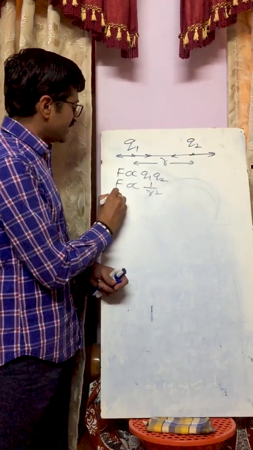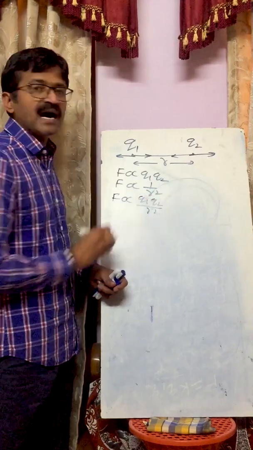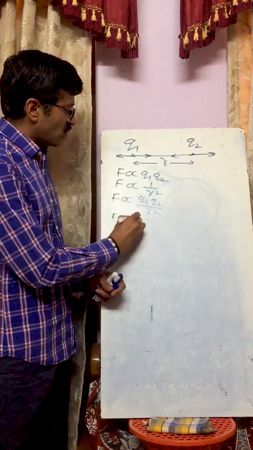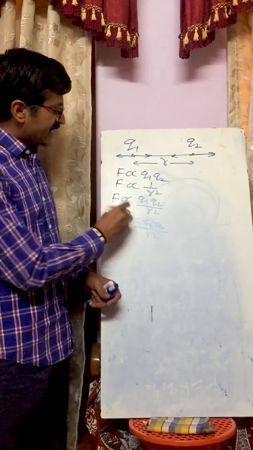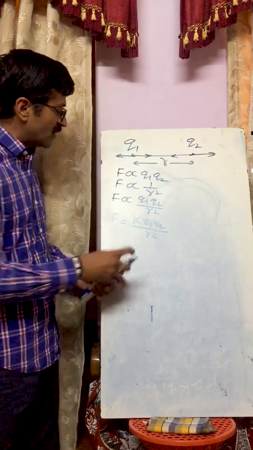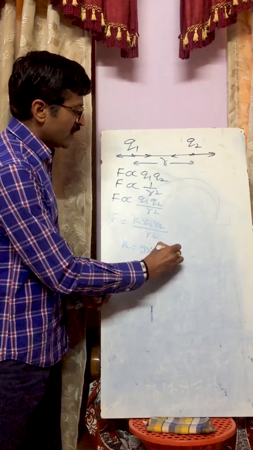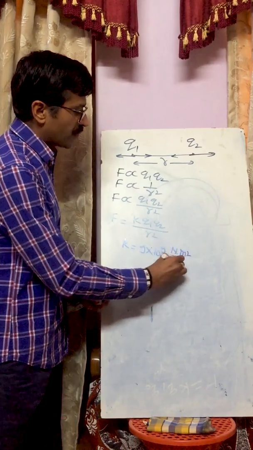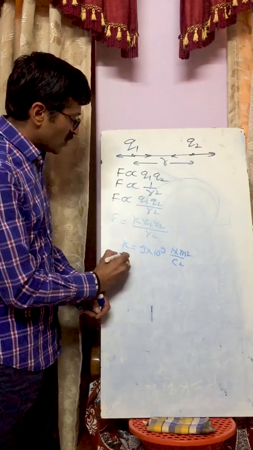When we combine these, F is proportional to Q1 Q2 upon r square, then F is equal to K Q1 Q2 upon r square. K is nothing but the electrostatic constant. Its value is K equal to 9 into 10 to the power 9 newton meter square per coulomb square. Remember its unit as well as its value.